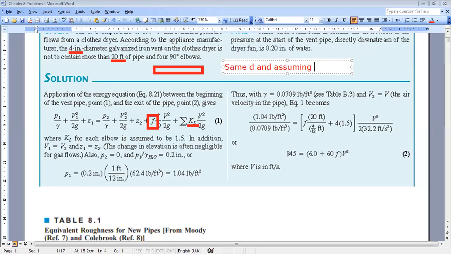incompressible flow, then we can say that the volumetric flow rate Q is constant and Q is V times A. Okay, and since the cross-sectional area is constant, Q is constant and A is constant, so V will not change. So V is the same. Okay, this is why here we have that V1 is equal to V2 and equal to the velocity inside my duct, equal to V at any place of my duct.